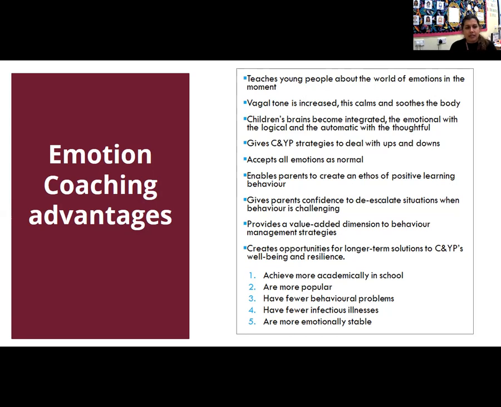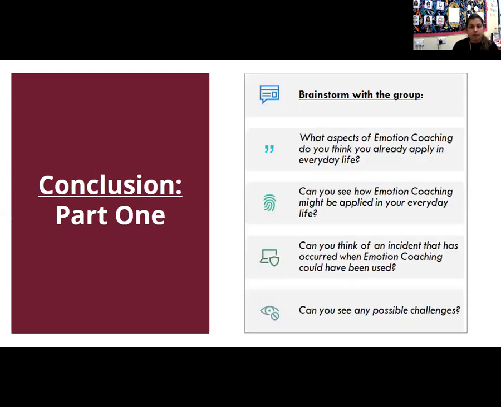And all the things that we said before about the child in particular, about them having fewer behavioural problems, fewer infectious illnesses, being more emotionally stable. I would question the "more popular". I don't feel that's a necessary comment, but I would change that to that they are emotionally stable, they are confident in themselves.